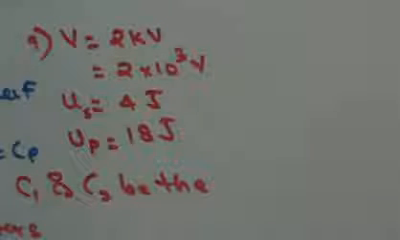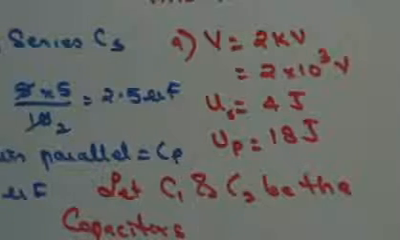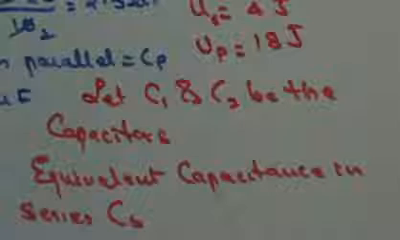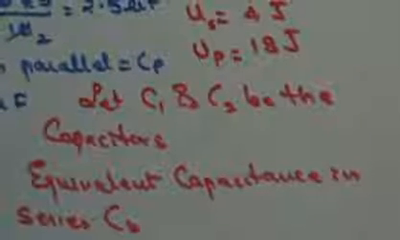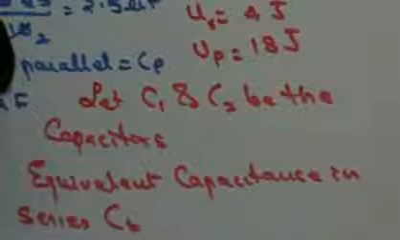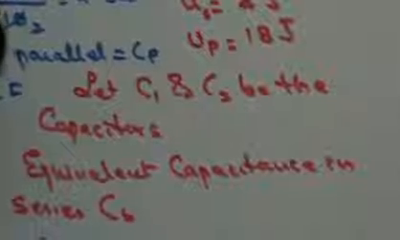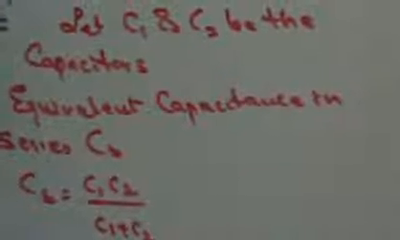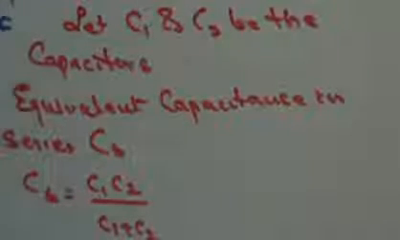Equivalent capacitance in series, CS, is C1 C2 upon C1 plus C2. The potential difference is given to you. Now they are saying that the energy in series should be half CV square. Energy in series is given to you as 4 joules, equal to half CS into V square.